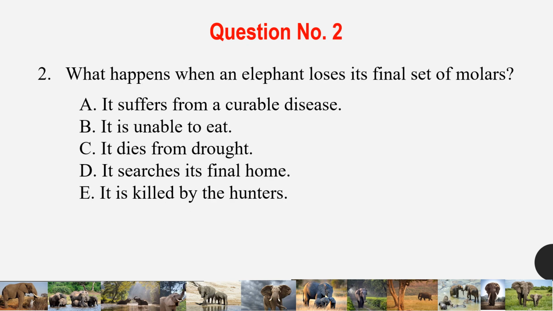Question number 2. What happens when an elephant loses its final set of molars? A. It suffers from a curable disease. B. It is unable to eat. C. It dies from drought. D. It searches its final home. E. It is killed by the hunters. To answer question number 2, let's be back again to paragraph 2.